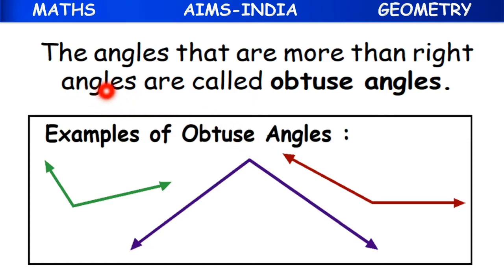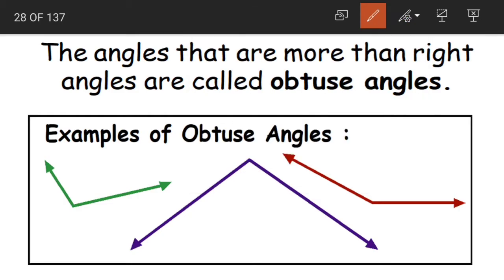So what are these? The angles that are more than right angles are called as obtuse angles. See here, this would be the right angle.